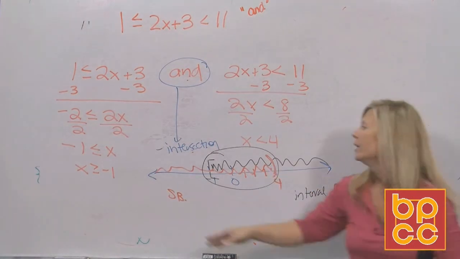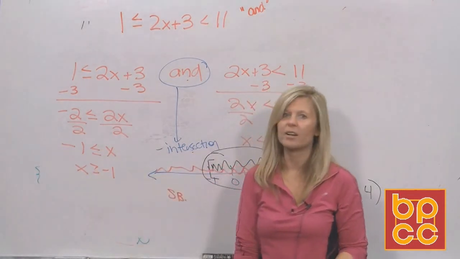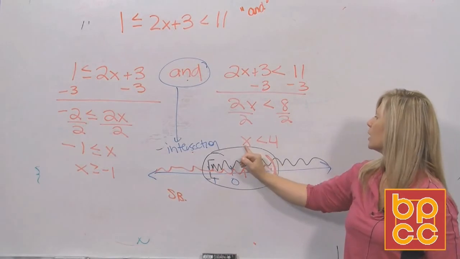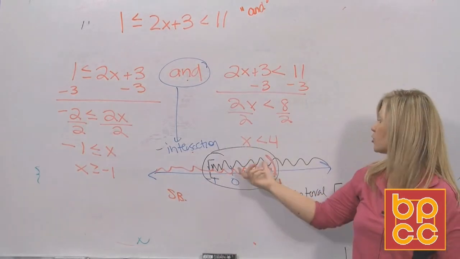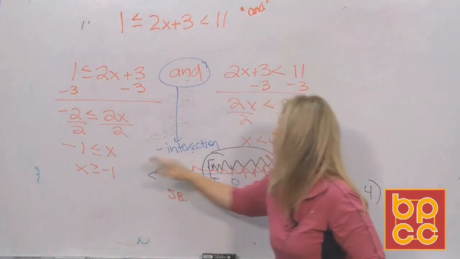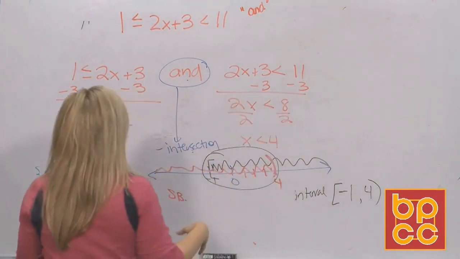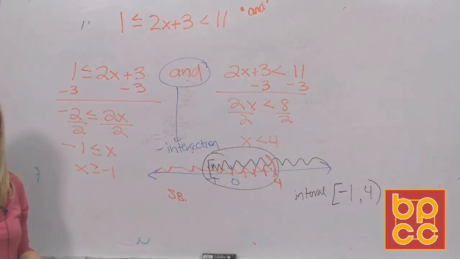Think about it. Think of a number greater than -1. I'm thinking of 0. Is 0 also less than 4? Yes, it is. So that's what an and means. You're finding a number that makes both of these statements true. It works for both. Writing an and statement in set builder is a pain.